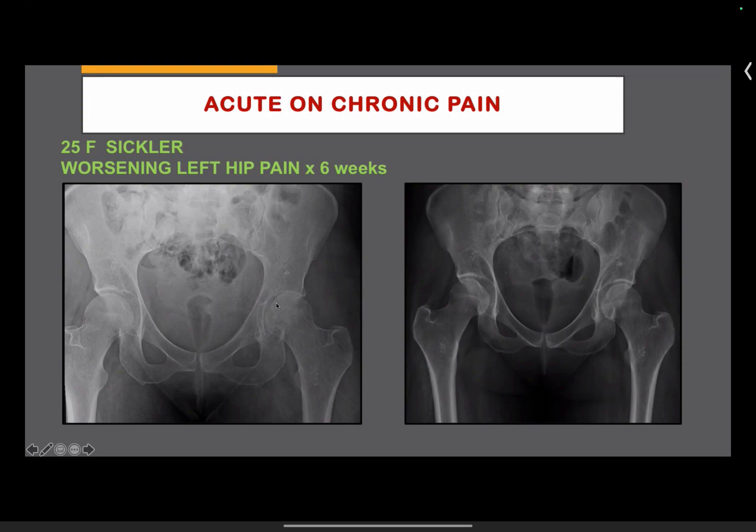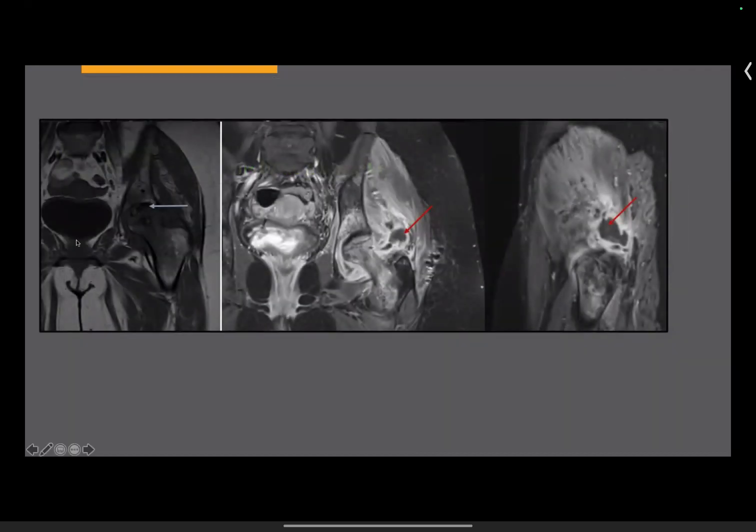But now if you see, there is significant loss of joint space over a short period of time, talking about months. You have to think about infection or acute flare-up of an underlying inflammatory arthropathy. Okay. And when we did MR, you can see there's AVN, yes, but the patient has got infection as well with that tracking abscess in the gluteus medius muscle. Okay. So always think about sickle cell disease with AVN and infection.